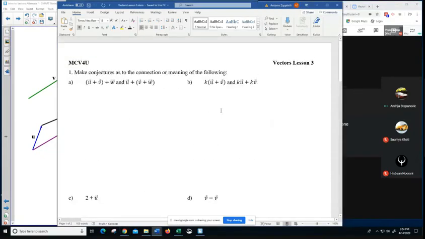Okay, so let's go back to associativity here. Let's say you have u plus v plus w. When you have u plus v plus w, really the only thing you could switch around would be the u and v. The only thing commutativity tells you is that you can switch the position of any two vectors in an addition. It doesn't tell you anything about adding multiple vectors together.